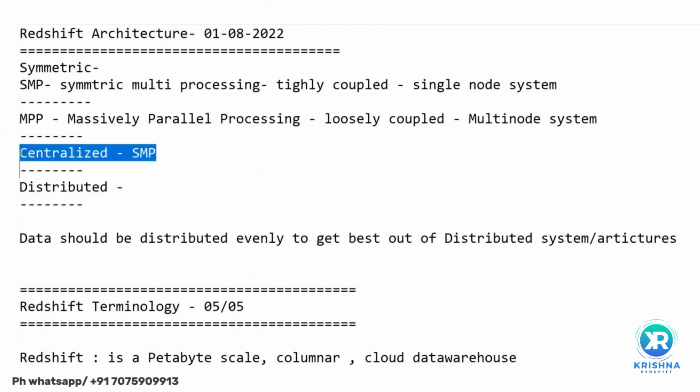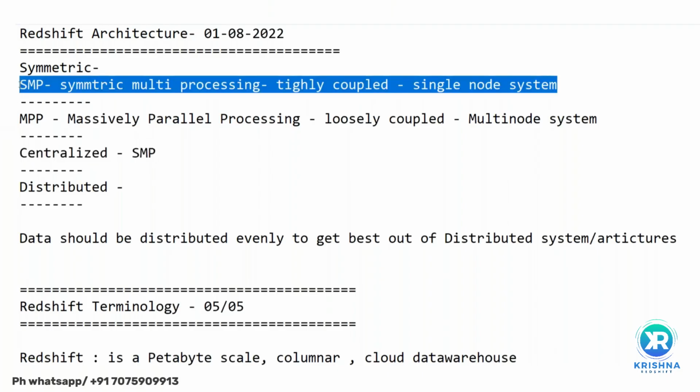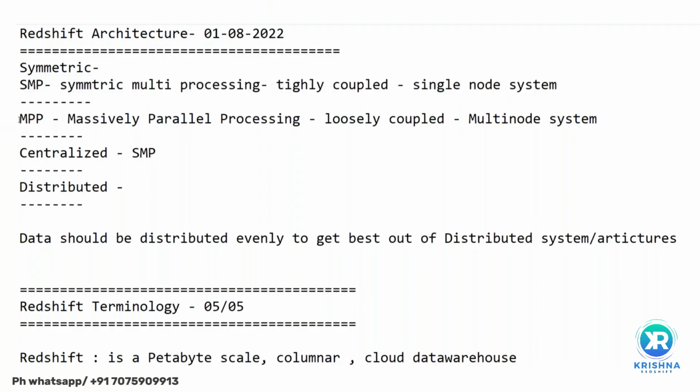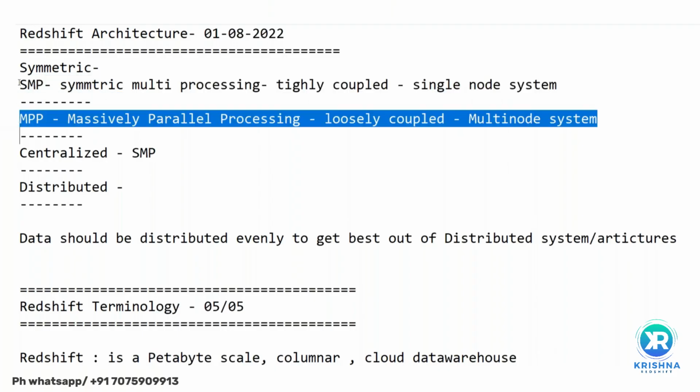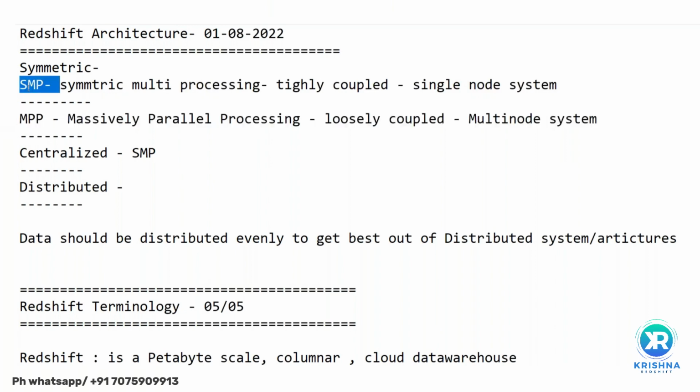SMP means symmetric multiprocessing. Just terms you should know. Okay, what is SMP? What is MPP? SMP means symmetric multiprocessing. MPP means massively parallel processing. Please remember what SMP is: symmetric multiprocessing. Generally, a single node is called SMP. Single node, one node will be there. That is SMP.